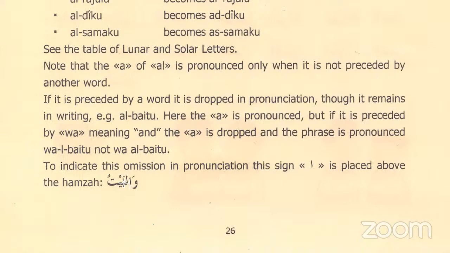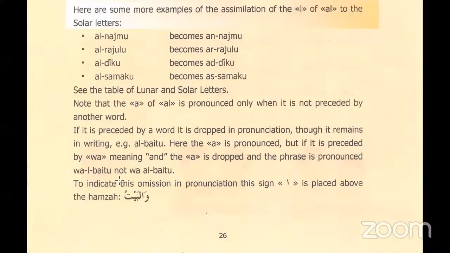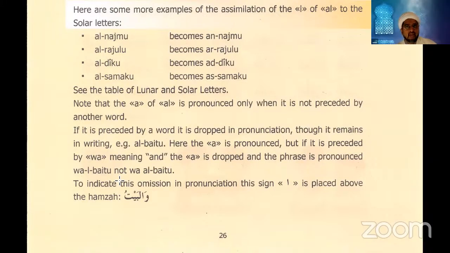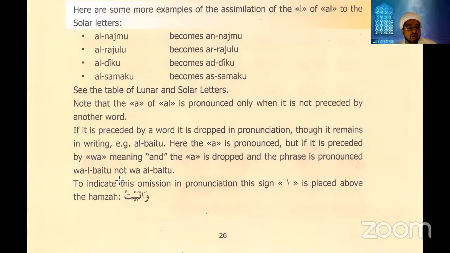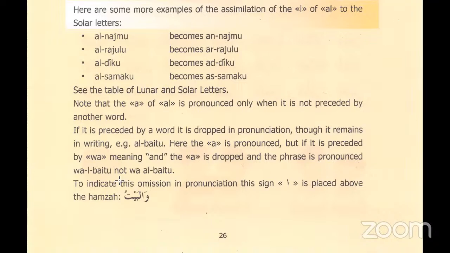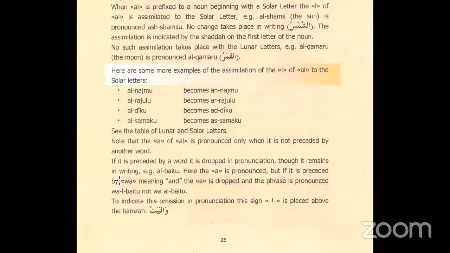Can I ask a question here, please? What's the purpose of the lunar and solar letters? What does it do? It's just the way the actual alif lam is pronounced. Sometimes the alif lam is pronounced, and sometimes it becomes silent. Is there any reason behind it, like emphasis? Not emphasis. It's to make it easier on the tongue itself. Ah, okay, so a pronunciation reason.